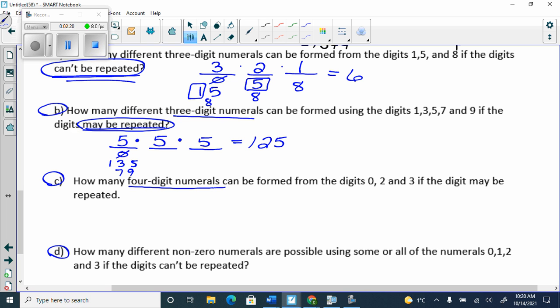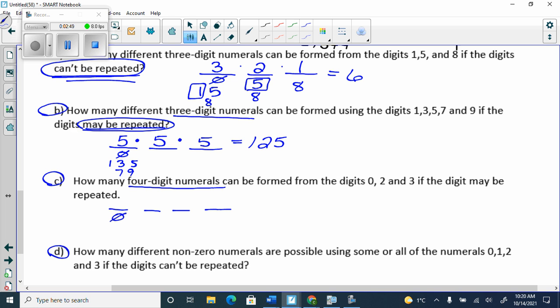The next one says, how many 4-digit numerals, 1, 2, 3, 4, 0 can't be here, can be formed from 0, 2, and 3 if the digit can be repeated? And people will call me over often, they'll be like, you only gave me 3 digits, 4 blanks, I can't fill them in. But the key thing here is I can repeat them, right? So it could technically be 2, 2, 2, 2, or 3, 3, 3, 3, right? It just can't be 0, 0, 0, 0, because I can't start with a 0.